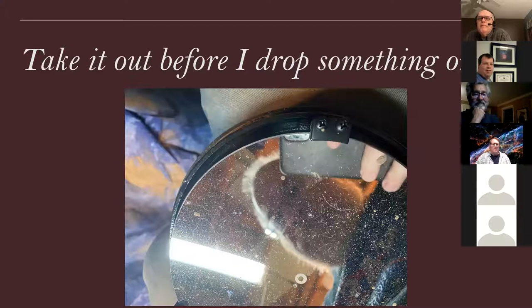So one of the first things I took out was the primary mirror because I was afraid I would drop something on it. I wasn't too terribly clever in that I worked on it in an upright position. So, a big old chunk of mud or a rock or the actual mount itself might drop, a screw or something like that might drop on it. So one of the first things I took out was the primary mirror and the mount it was on.